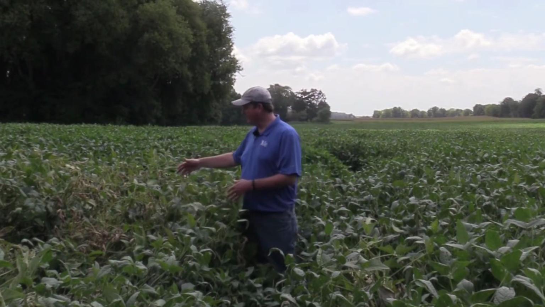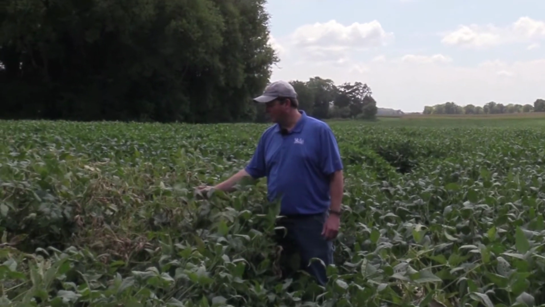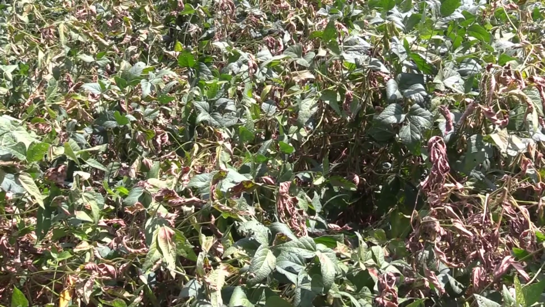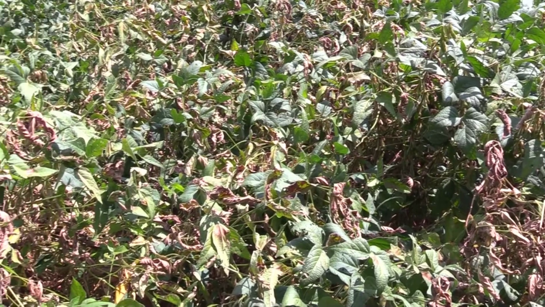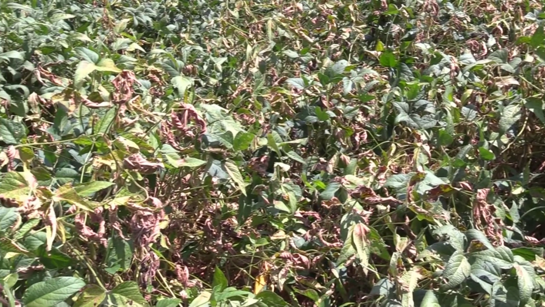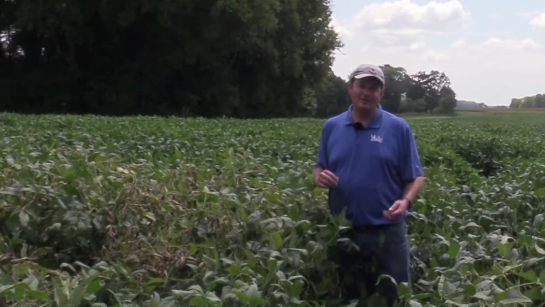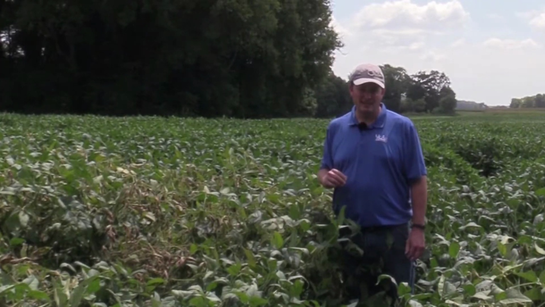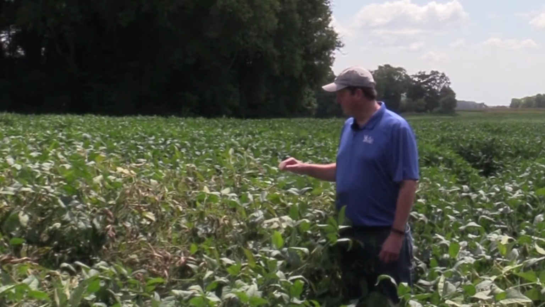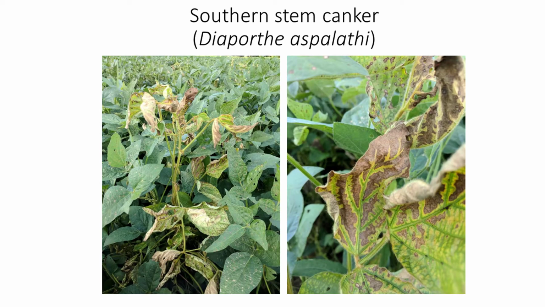We're standing in a field here at the research station in Princeton looking at southern stem canker. You can see the symptoms are developing. You see plants that are starting to die. The foliar symptoms of this disease look almost exactly like what you might see with sudden death syndrome. You're going to see some yellowing on the leaves between the main veins. We call that interveinal chlorosis. Those yellow areas are going to die and turn necrotic, so we call that interveinal necrosis.